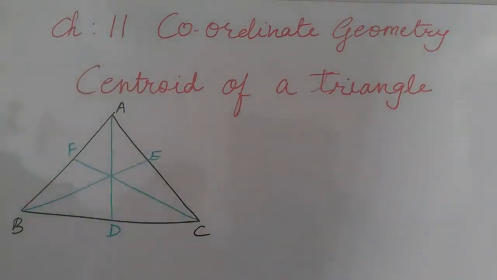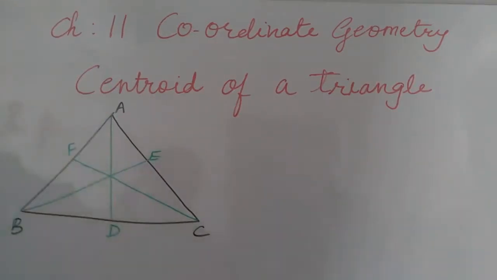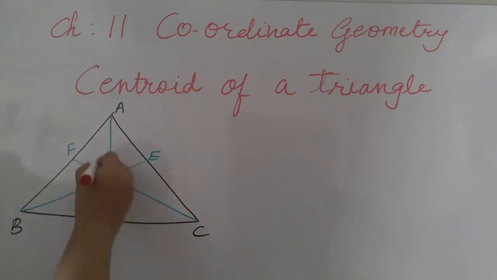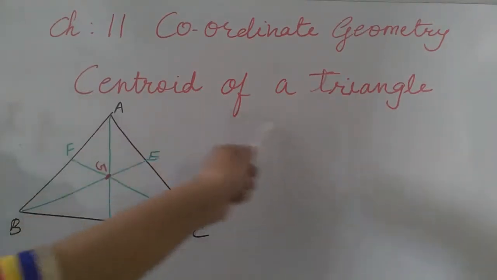So first of all, let us study what is the centroid of a triangle. So students, centroid means, in a triangle, the point of intersection of medians. So here is the triangle ABC, you can see, in which I have drawn three medians, AD, BE and CF. These are three medians of triangle ABC and the intersecting point of them, which I denote as G, is known as the centroid of a triangle.